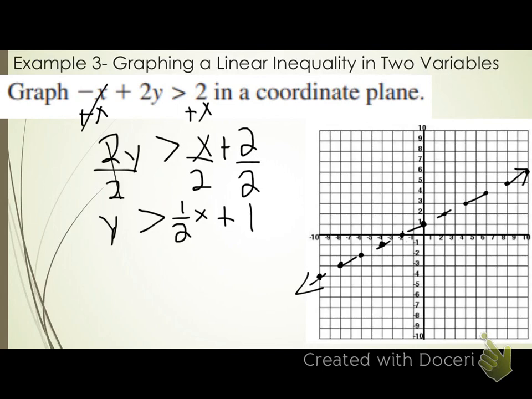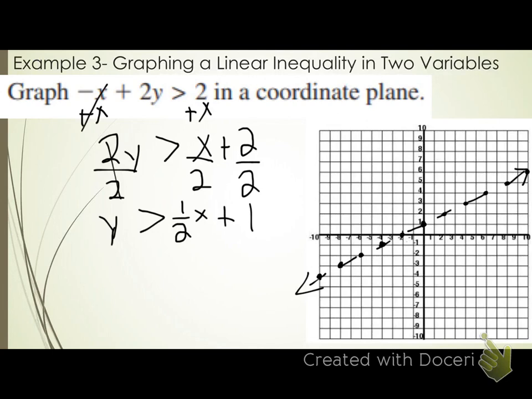Questions on how I got my boundary line? No. Okay, let's go ahead and use my method real quick of shading. Is my y on the left-hand side of my inequality by itself? Yes, it is. So I can use my method. It says y is greater than 1/2 x plus 1. So greater than, is that telling me to shade above my line or below it? Above it. It's telling me to shade greater than my line.